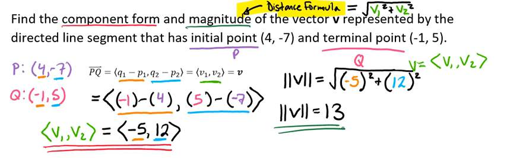And so now we also have our magnitude, and so we have found what we needed to find. We found our component form, which was that v equaled <-5, 12> in our pointy brackets, and that the magnitude of v was 13. And now we're finished.